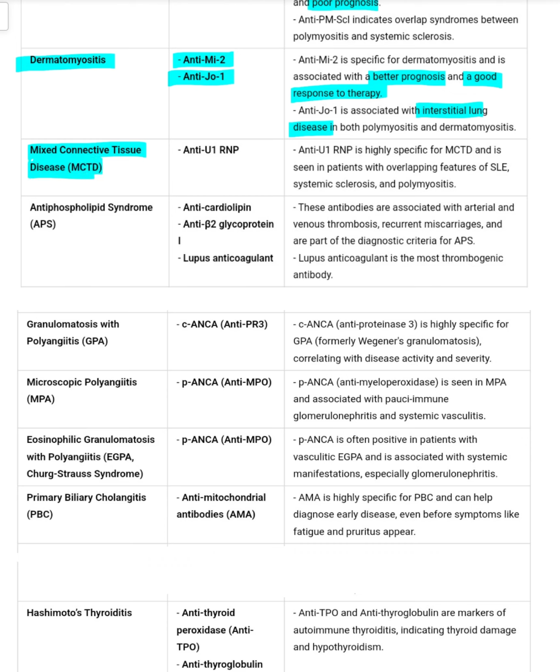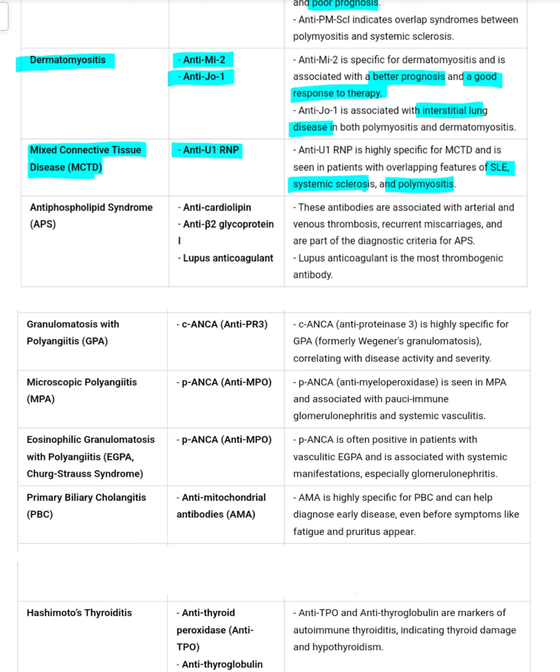What do we get here? Anti-U1 RNP. It is highly specific for MCTD and is seen in patients with overlapping features of SLE, systemic sclerosis and polymyositis. All the clinical features will be there. That is an overlap syndrome, right?